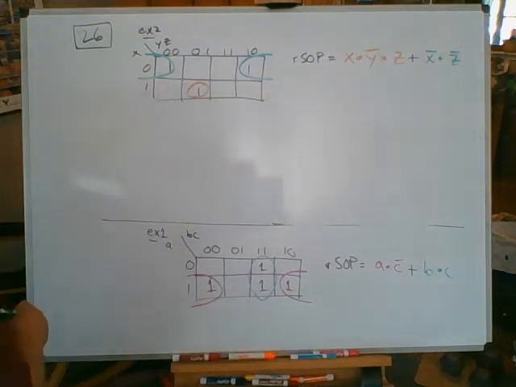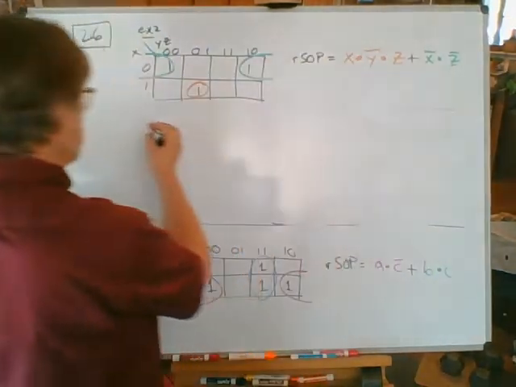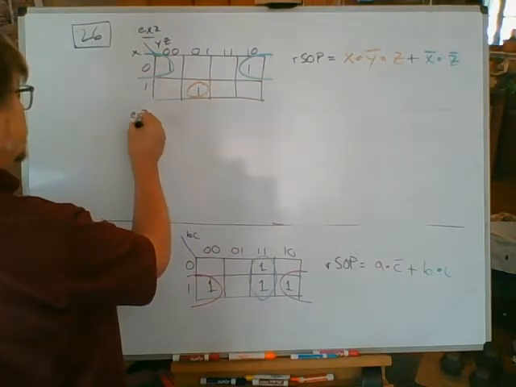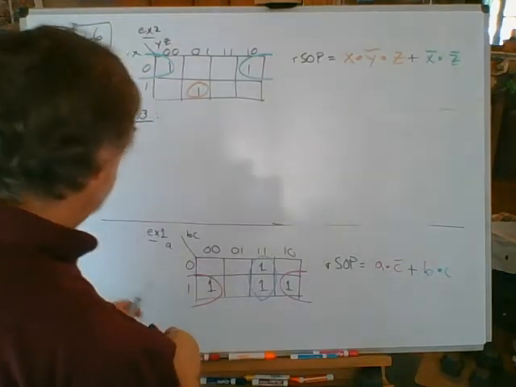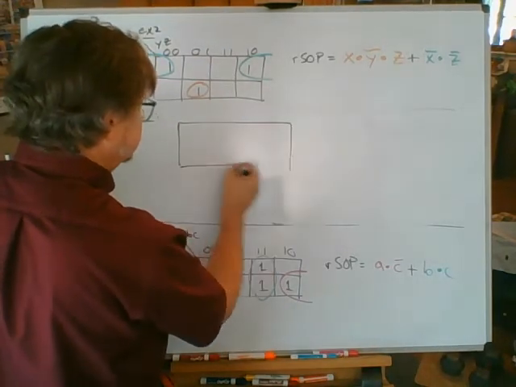Let's do a JKL, since we haven't done that yet. Example 3. My black marker's drying out. Example 3. Start with the egg carton.